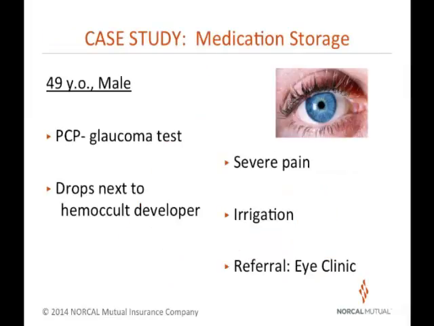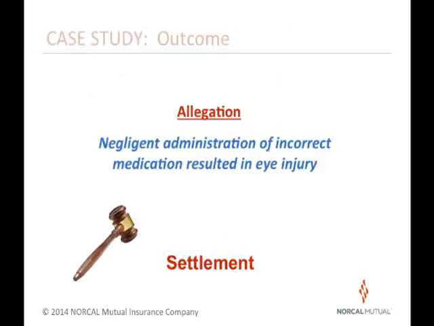This was just a tragic case where a 49-year-old male was going to the primary care physician for a glaucoma test, and they were using, I forget the exact drops, to test the pressure on the eye, but that little bottle was next to the Hemocult developer, and that was put in the patient's eye. So the patient ended up with severe pain, irrigation, and was referred to the eye clinic. Negligent administration of incorrect medication resulted in eye injury. And upon review of this doctor's office, it was just really disorderly. It was messy.